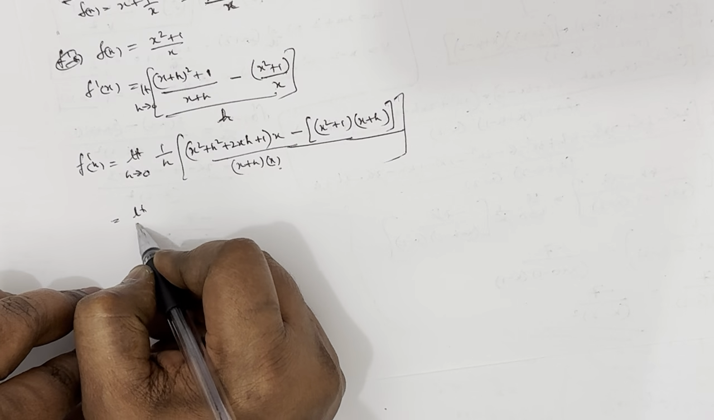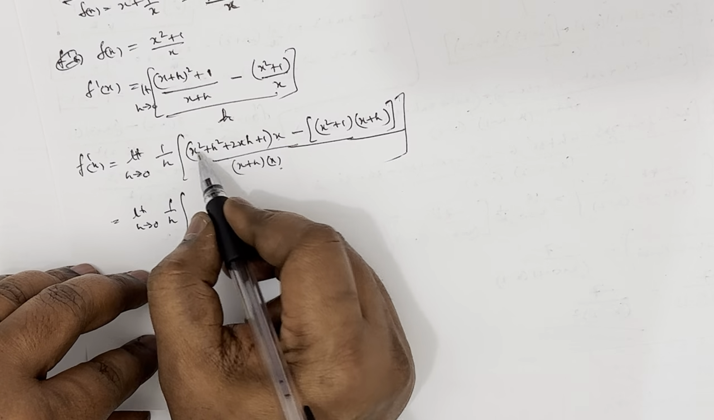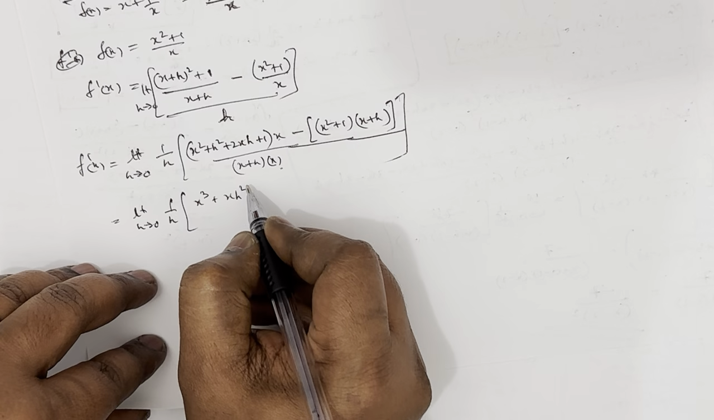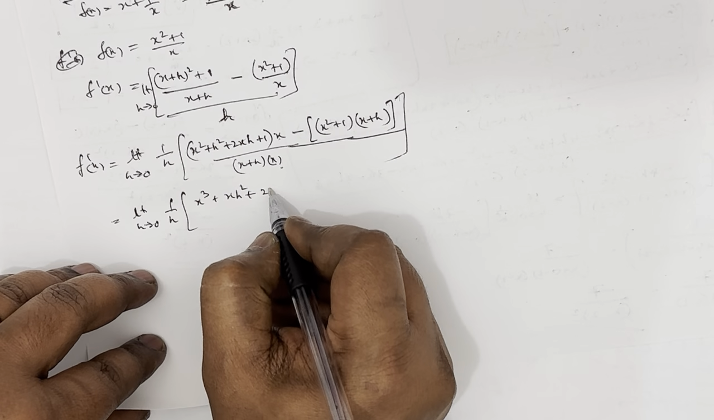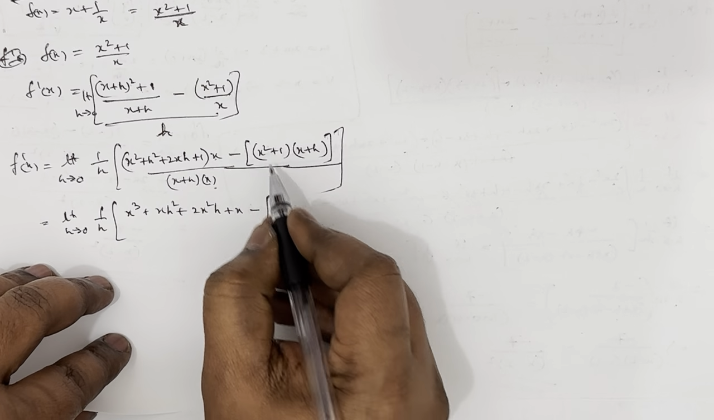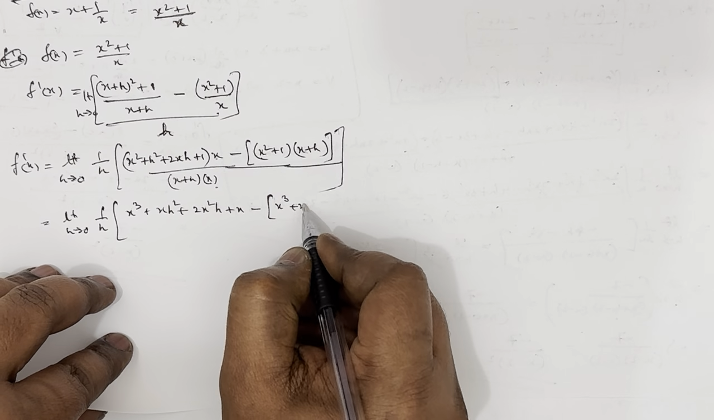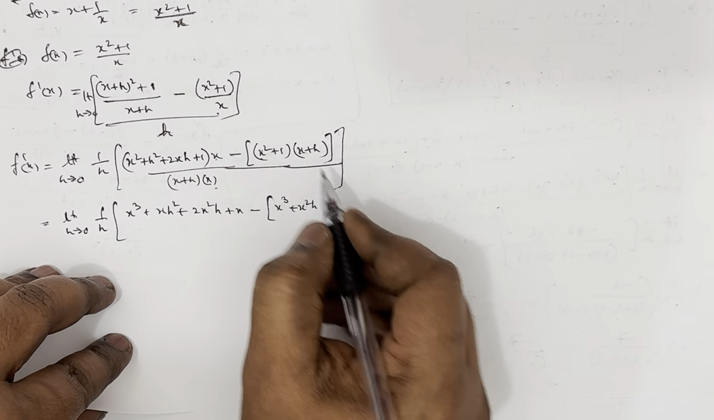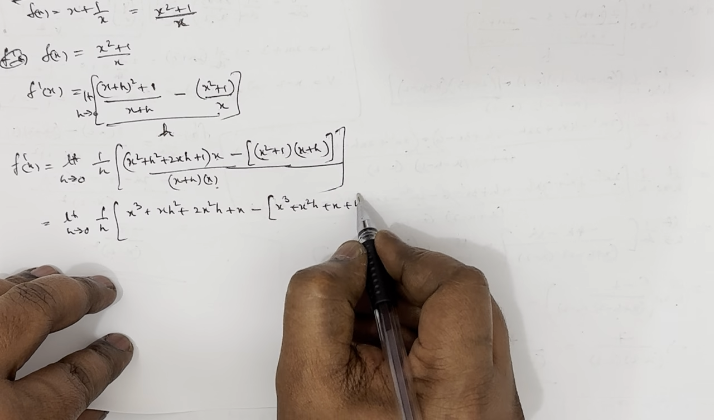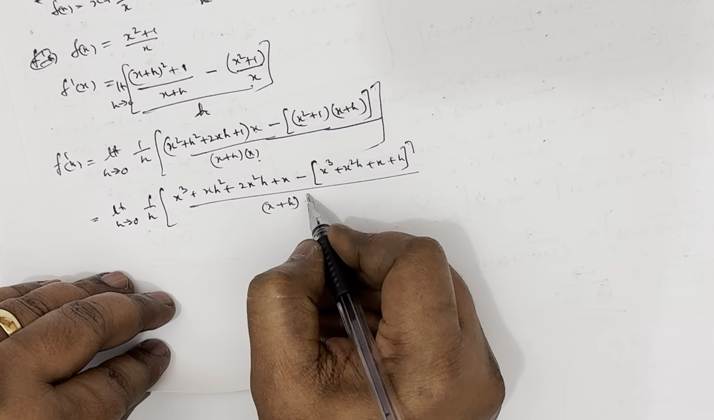So we have limit h tends to 0, 1 upon h. Now if we multiply this x inward, it becomes x cube plus xh square plus 2x square h plus x, minus, let's multiply this also. This will be x cube plus x square h plus x, 1 into h will be h, whole upon x plus h multiplied by x.